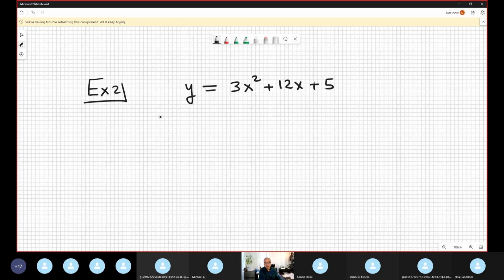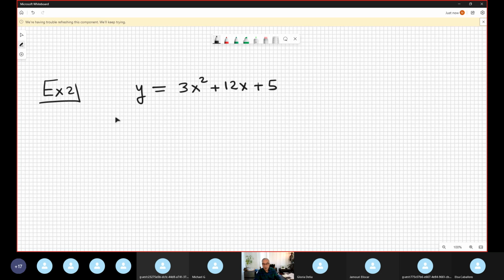My question now is, this example is expressed in standard or in vertex form? Standard form, very well. Emily and Elsa say the same thing. Standard form. So immediately I recognize that A is 3, B is 12, and C is 5. No H, no K. H and K I want to find now.